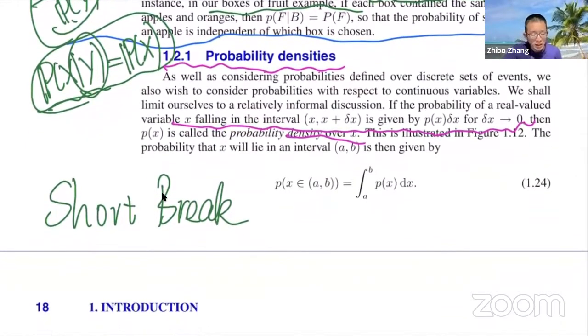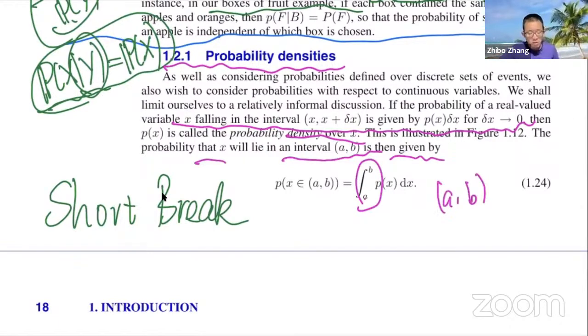The probability that x will lie in an interval AB is then given by p(x) integrated over the interval from A to B. Whether it's closed or open doesn't really matter, because it's continuous. The input space is continuous.